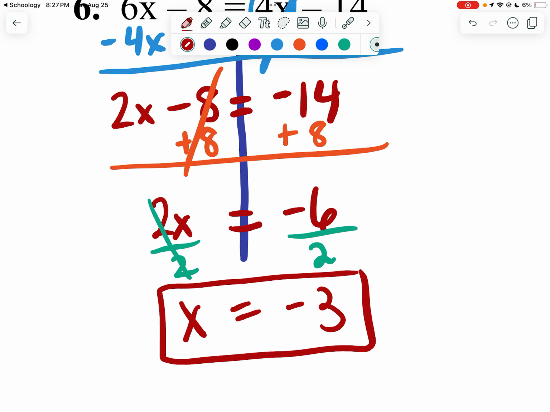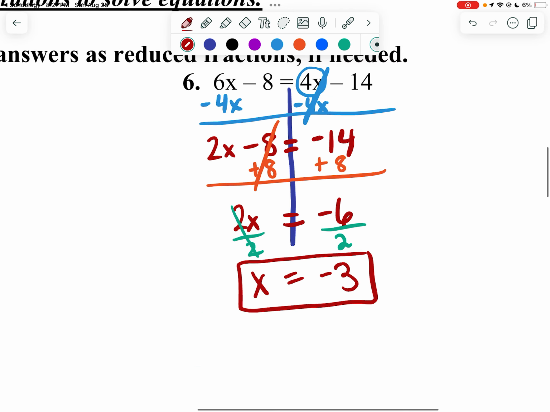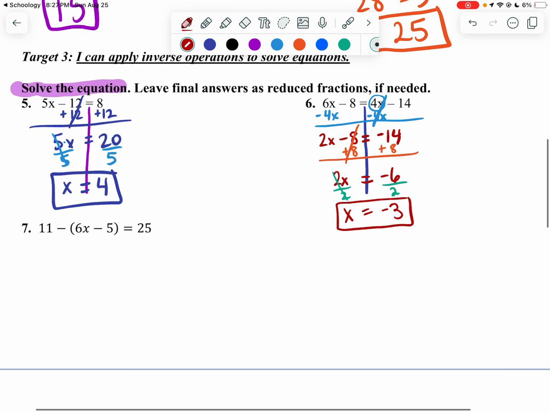Negative divided by a positive is a negative. Okay, so negative 3 would be the final answer on number 6. Remember, you can always pause me, go back, re-listen to something if I went too fast.